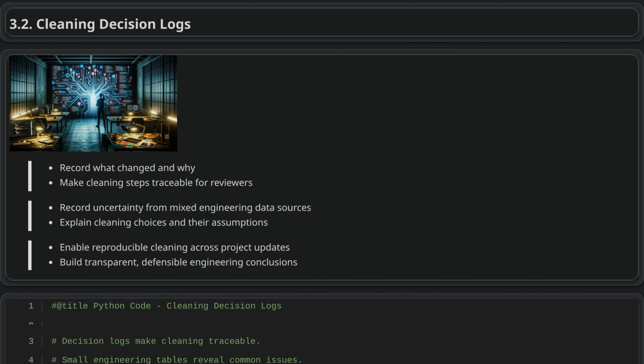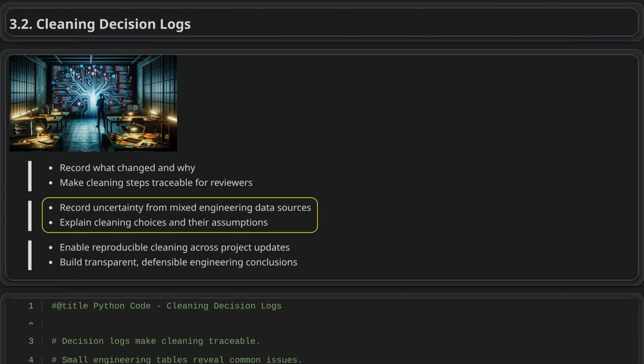Cleaning decision logs. A cleaning decision log records what changes were made to a dataset, why they were made, and how they may affect later analysis. In engineering, this connects raw data to results such as safety assessments or model predictions. By documenting issues, decisions, and who made them, the log makes data cleaning traceable and helps future reviewers understand how the dataset was transformed.